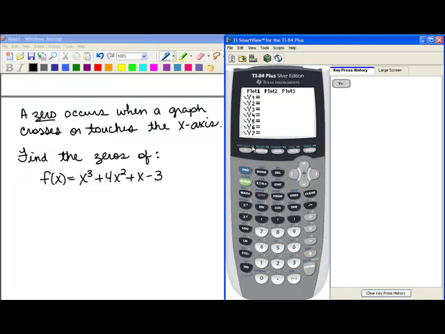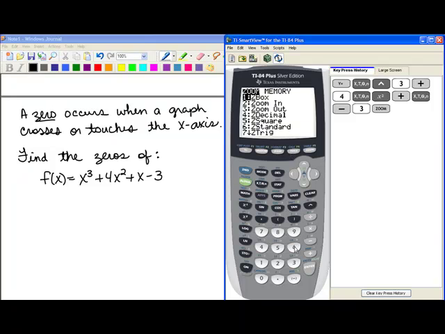First, we'll need to graph it. Press the y equals key. Type in x to the third plus 4x squared plus x minus 3. I'm going to use a standard window. Zoom, number 6.